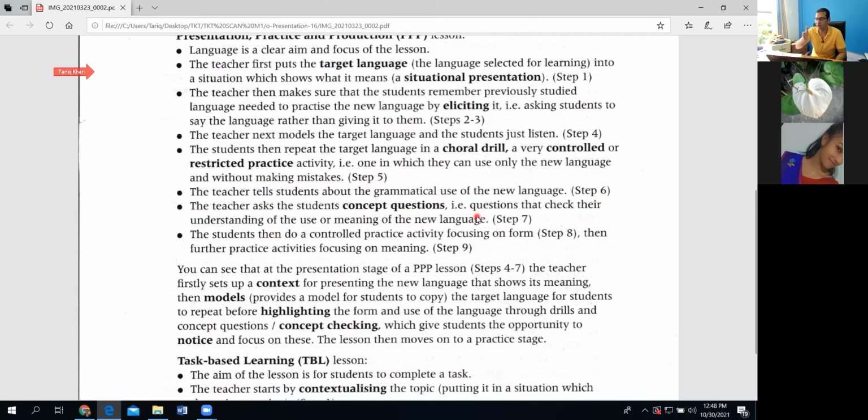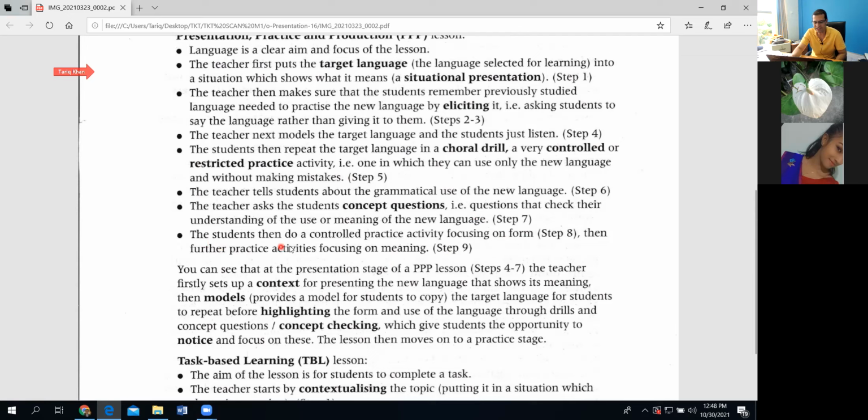Concept questions check whether they have understood and can use the language, or whether they have just memorized it. So for that, you ask a concept question, and it is asked in step 7. That's how you ask concept questions about the new language they have learned.